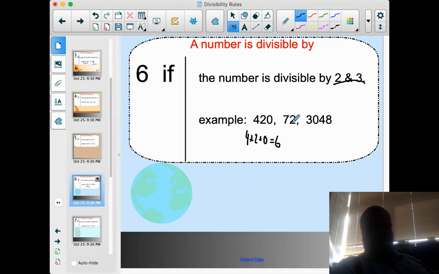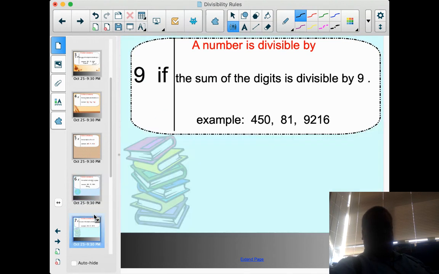Okay, so I get 72. Well, 2 is an even number, so it's divisible by 2. 7 plus 2 is 9, which is divisible by 3, so it's divisible by 3 also. So 72 is also divisible by both 2 and 3, which means it's divisible by 6. Okay, let's move on. We're skipping 7 and 8.